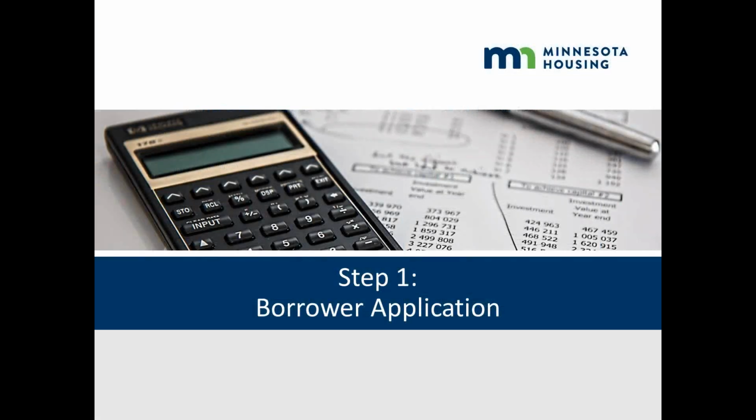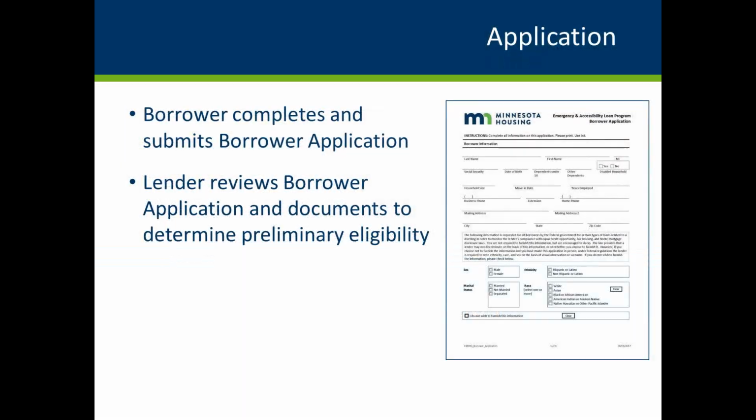Step 1, the Borrower Application. Have the borrower complete all sections and all pages of the borrower application. Ensure that each borrower signs and dates the last page and that all applicable boxes are marked. Ask the borrower to include all relevant income, asset, and/or mortgage documentation with their application. See the Loan File Requirements Checklist on the previous slide for a complete list of documents.